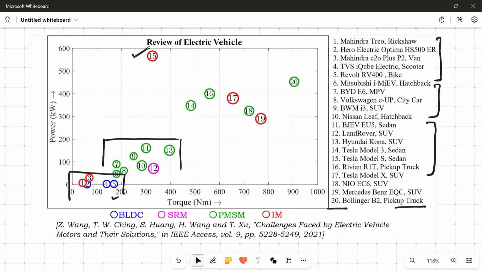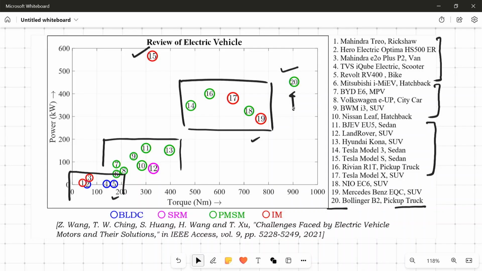We have the high-end SUVs which demand more torque, going all the way up to 800 Newton meter while the power is confined up to 400 kilowatt. The number 20, the pickup truck, has power up to 450 kilowatt and torque going up to 900 Newton meter.